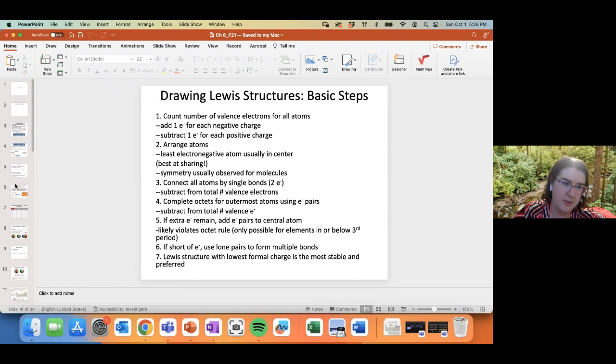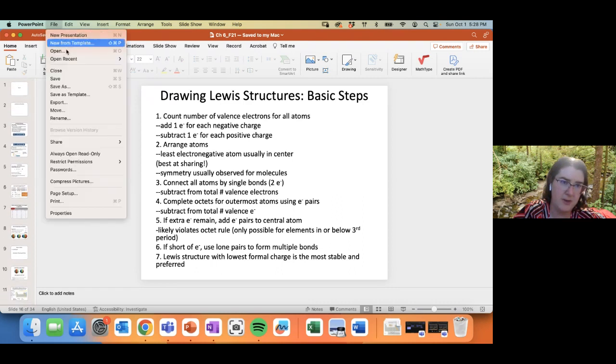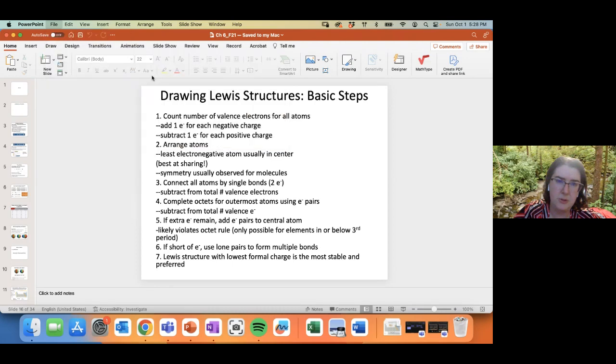Where's my little chart of polyatomic ions? To chapter 5. I think it's here.